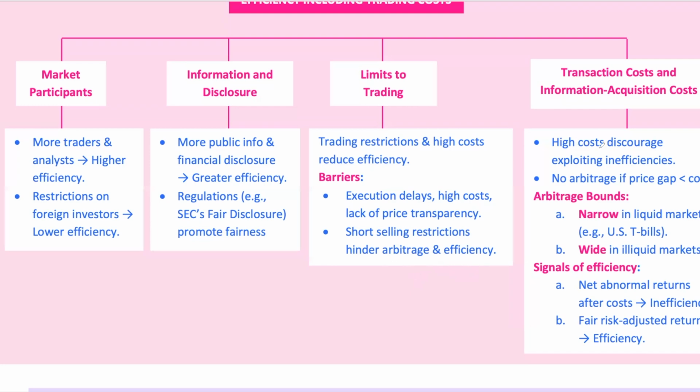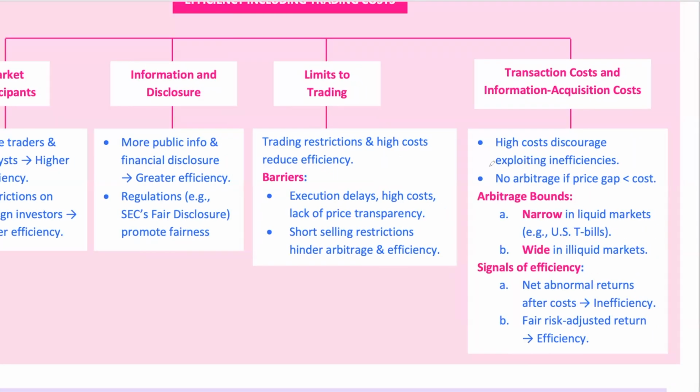This is why super liquid markets like US Treasuries or large cap equities tend to be more efficient, because trading is cheap and fast. The tighter the transaction costs, the more likely people are to step in and correct mispricings. It's like having no tolls on the highway. You get to your destination faster and smoother. But in less liquid markets with wide spreads and high fees, it's like trying to drive through a city where every street has a toll booth and a traffic jam.